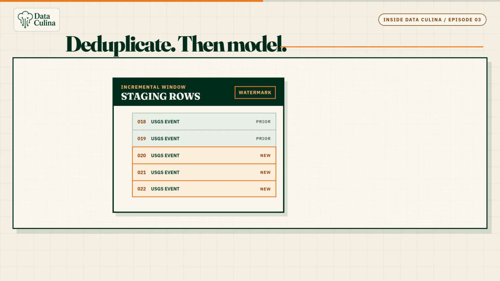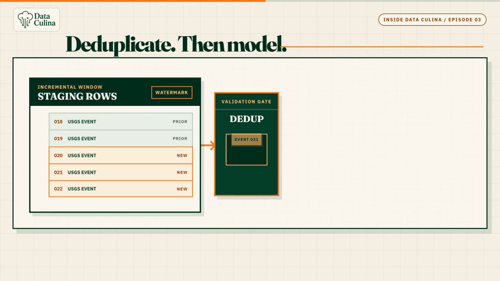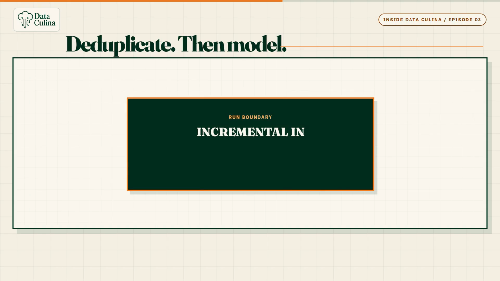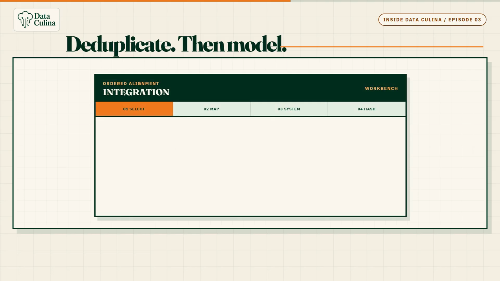Before staging data enters integration, the framework always deduplicates it. Watermark logic selects only the new staging data that belongs in this run, even though the integration target itself is rebuilt with truncate and load behavior. A useful shorthand is incremental in, rebuildable out. History remains upstream and downstream, not inside the workbench.